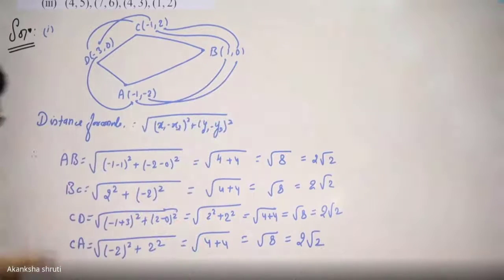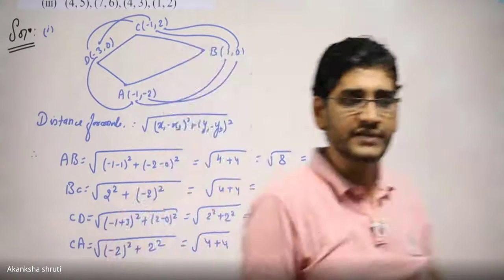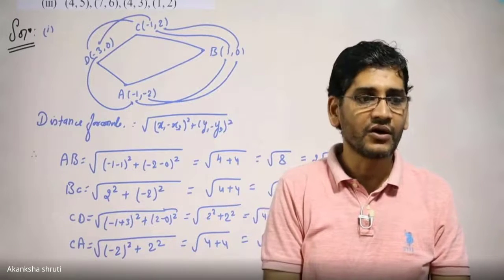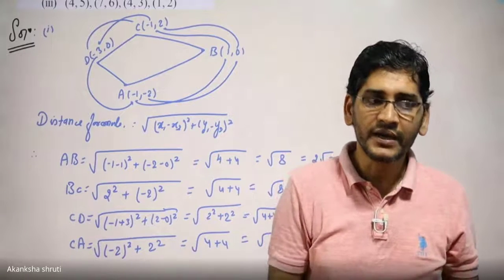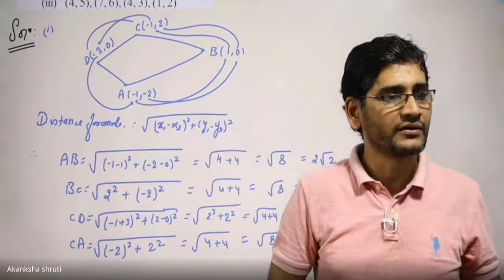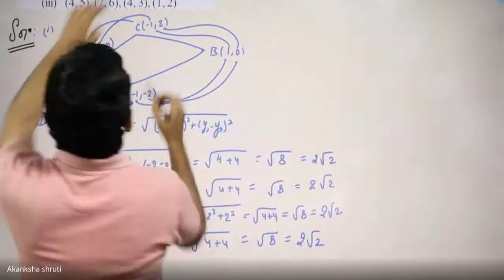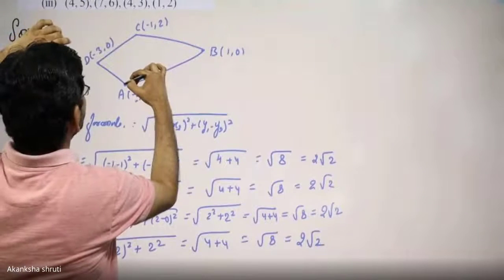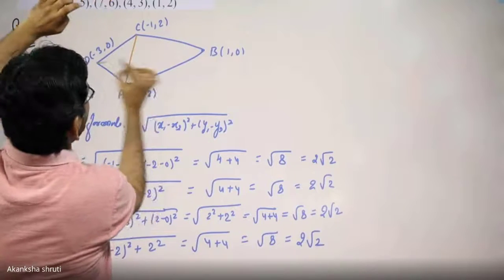So these 4 sides are equal. Students, when 4 sides are equal, the quadrilateral can be a square or rhombus. But whether it is a square or rhombus has to be specified by calculating the diagonals. So diagonal calculation is another important thing. Let us calculate the diagonals. The diagonal is calculated by considering the opposite vertices A and C, and then B and D.